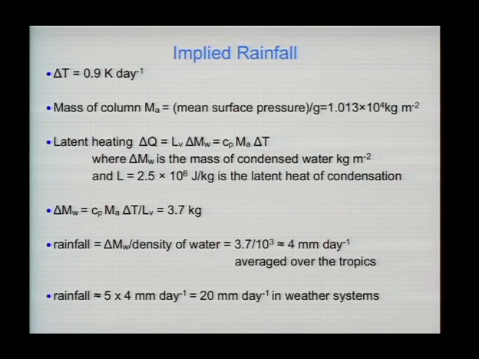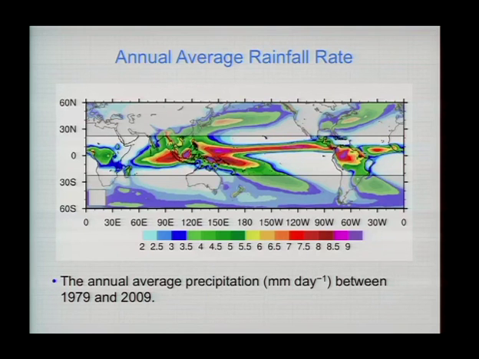And in these weather systems, about 20. Well, the reds here are about 8s, and the greens are about 4s, and the whites are 0. So that's consistent. What I'm saying is the estimate we've got is consistent with what we observe the rain to be.